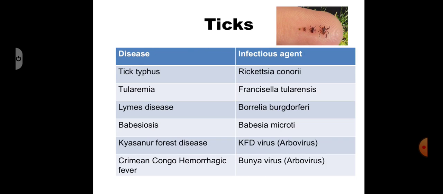Looking into tick-borne diseases, the tick-borne diseases are tick typhus, tularemia, Lyme's disease. These are the bacterial diseases, and parasitic diseases, babesiosis caused by babesia, and some viral tick-borne diseases are Kyasanur forest disease and Crimean Congo hemorrhagic fever.